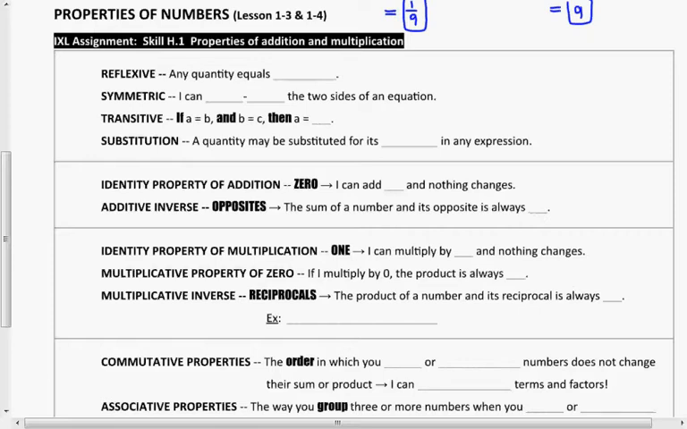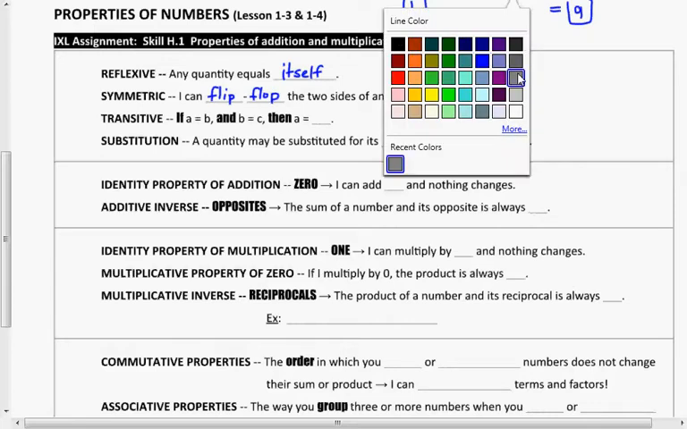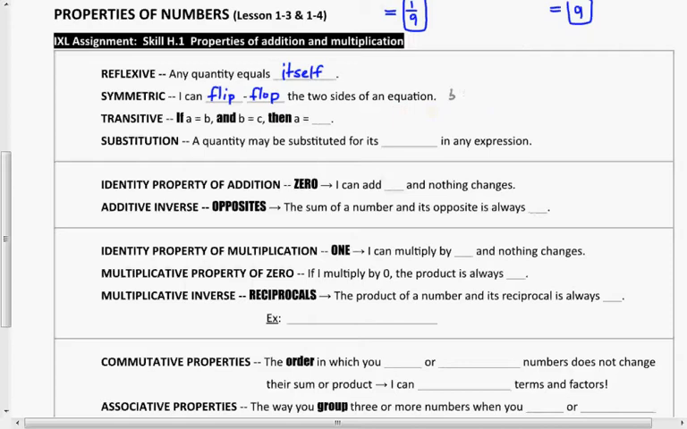The reflexive property of equality, first of all, says that any quantity equals itself. So that seems like a no-brainer. It's called the reflexive property. The symmetric property is the property that says you can flip-flop the two sides of an equation. So for example, if you have 5 plus 2 equals 7, then of course you can say 7 equals 5 plus 2. If you have 2x plus 3 equals y, you can flip-flop the two sides and say y equals 2x plus 3. So that's the symmetric property of equality.